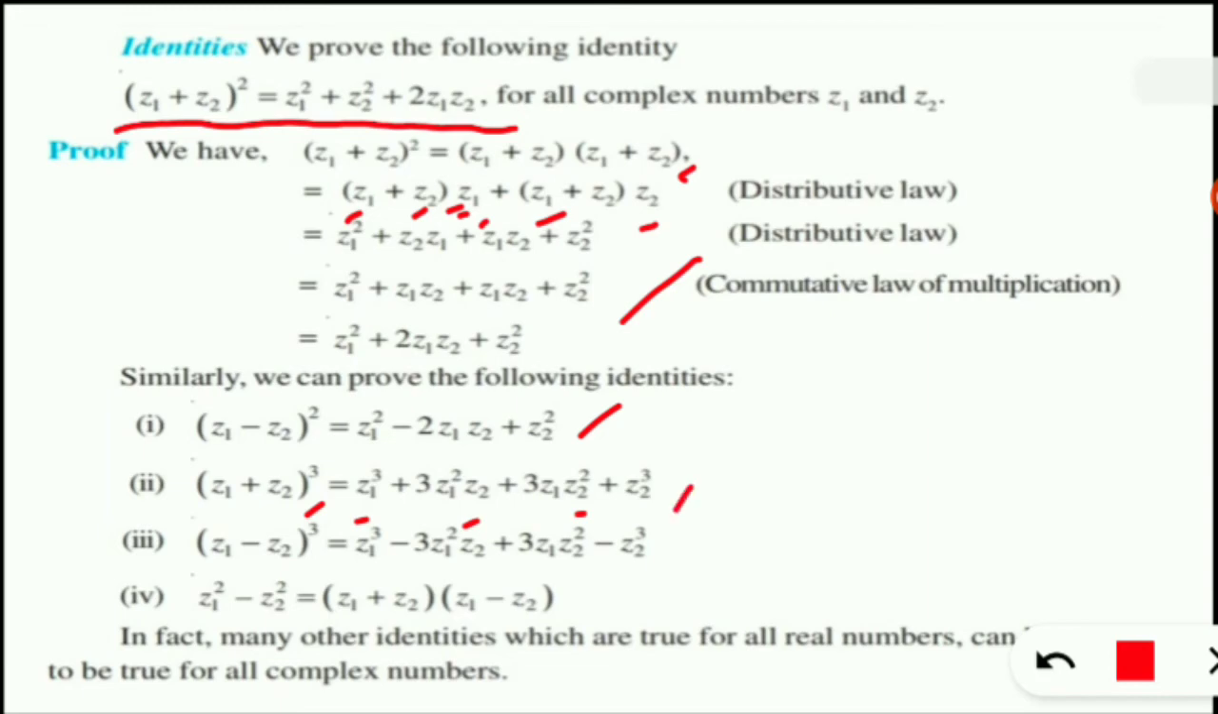Okay, so (z1 plus z2) cube equals z1 cube plus 3 z1 square into z2 plus 3 z1 z2 square plus z2 cube. Next, (z1 minus z2) cube equals z1 cube minus 3 z1 square into z2 plus 3 z1 z2 square minus z2 cube. Next, z1 square minus z2 square, that means a square minus b square form. So (a plus b) into (a minus b), so here (z1 plus z2) into (z1 minus z2).